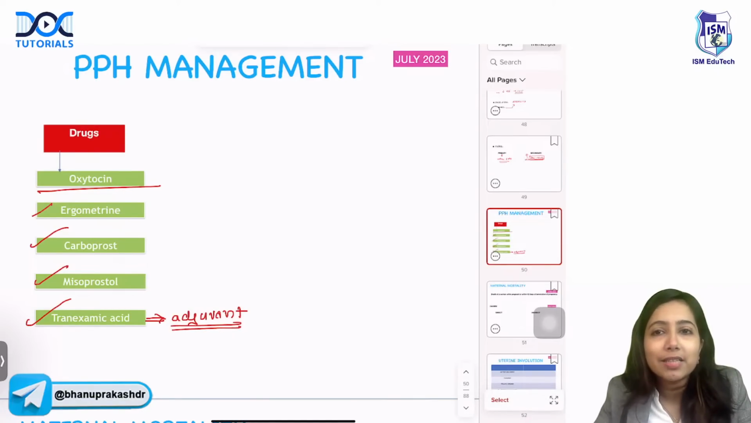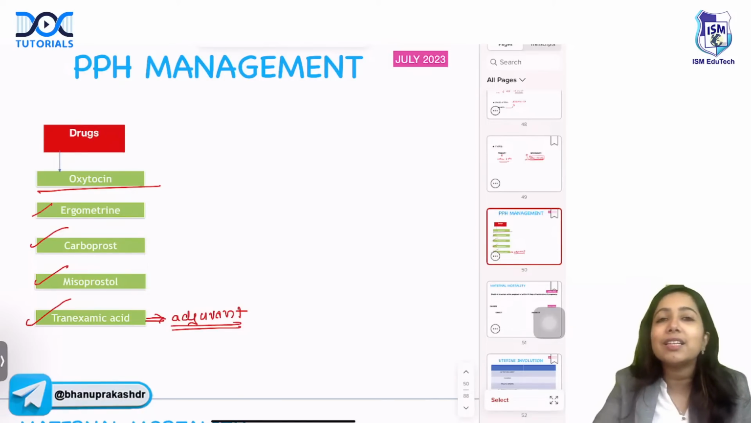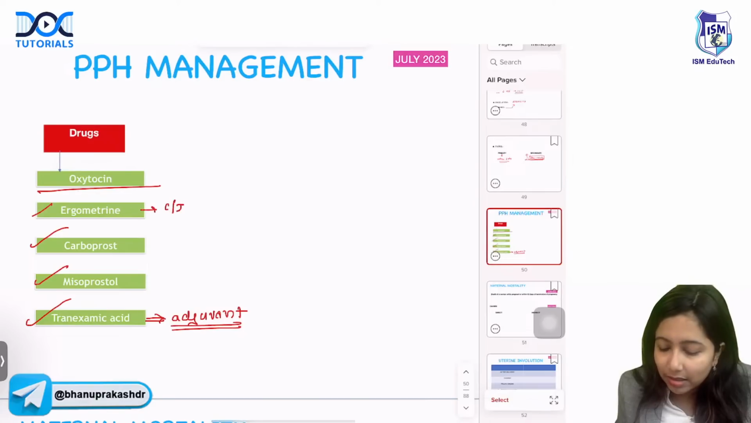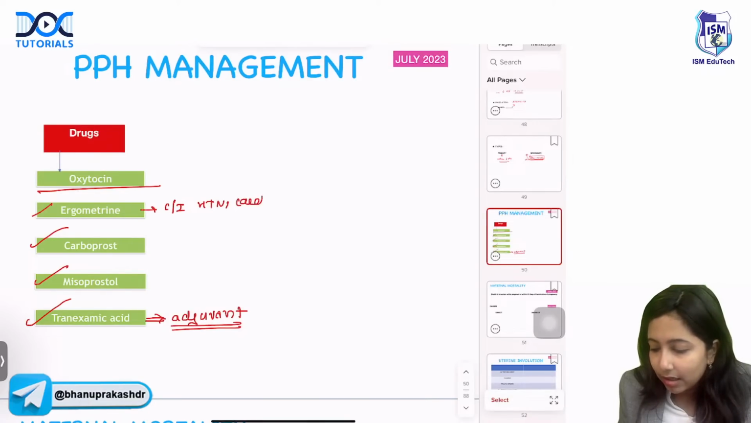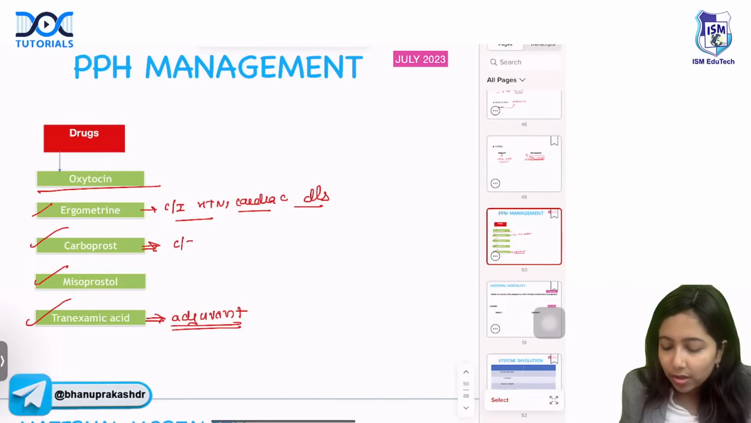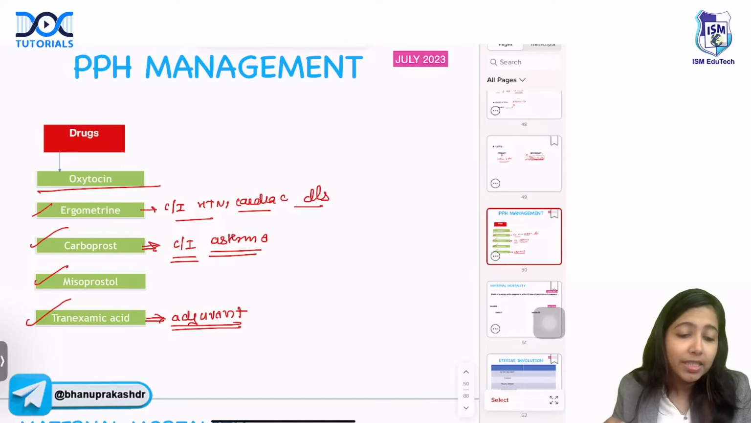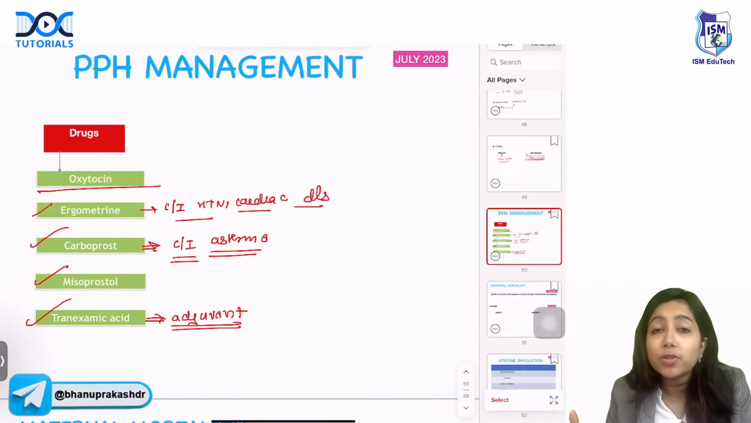So how will you choose these drugs? Previously in the question, they had given that the patient has already received oxytocin and the bleeding is not controlled. Now the patient has hypertension. What is the drug that you're going to choose? Understand that ergometrin is contraindicated in hypertension and cardiac disease. Carboprost is contraindicated in bronchial asthma. So look out for these contraindications. Once you see these contraindications, you will not choose these drugs.